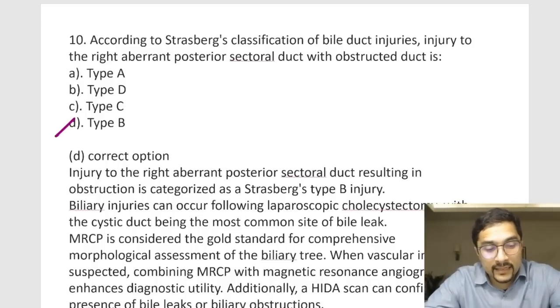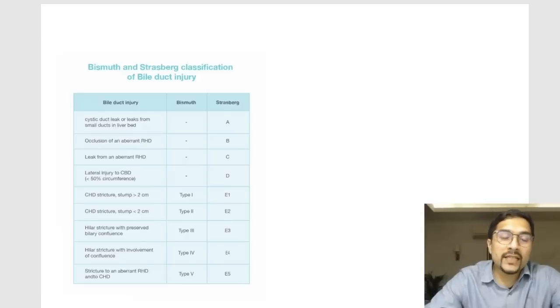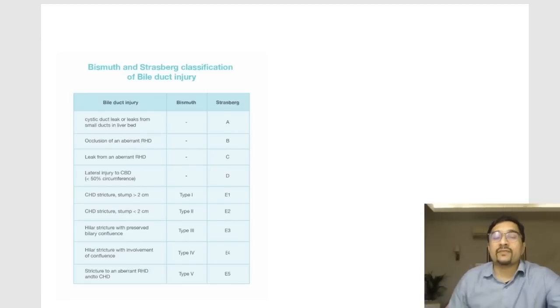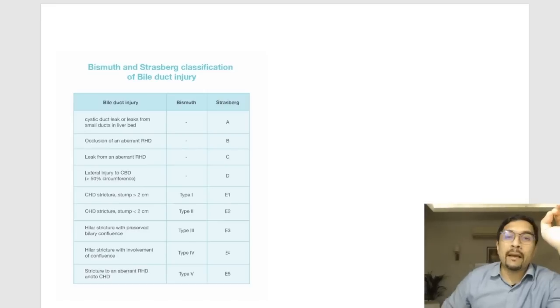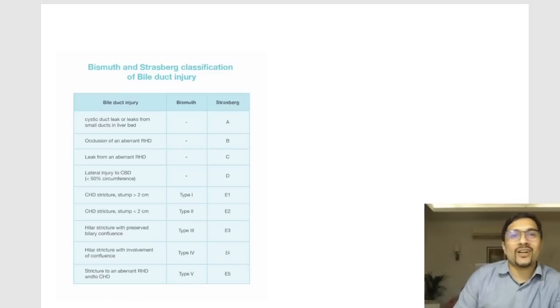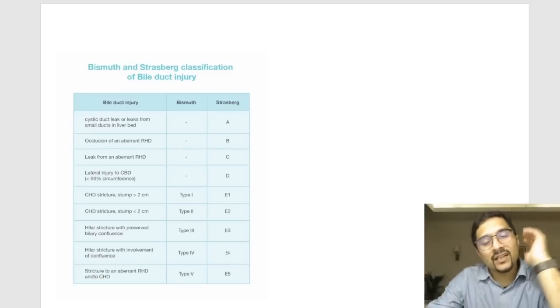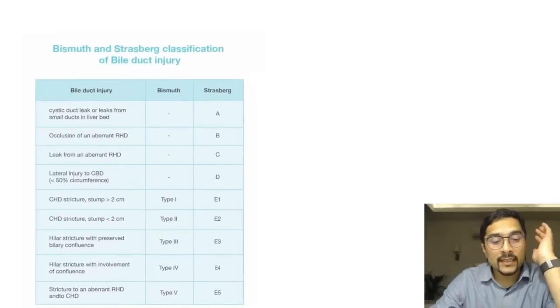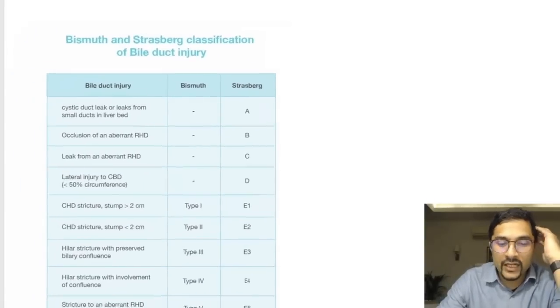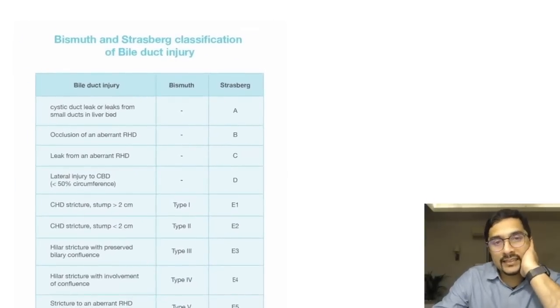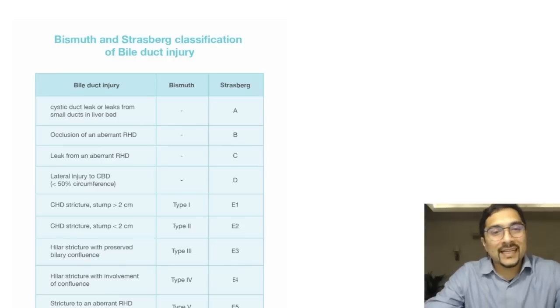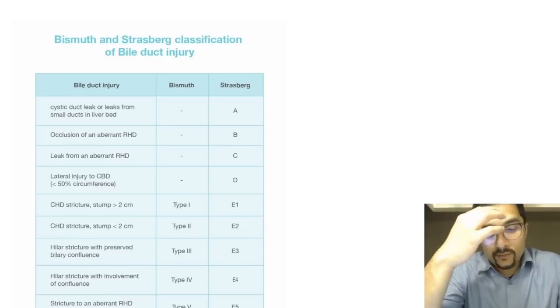Strasbourg is the correct answer, which we can evaluate using an MRCP, not an ERCP. ERCP is invasive, where you need to cannulate the papilla. Here, MRCP, magnetic resonance, is not invasive. You're not doing a procedure, so the complications are less. Right, so this is the Bismuth and the Strasbourg classification. Again, this has only been asked once in the INI-CET exam, otherwise it has not been asked.